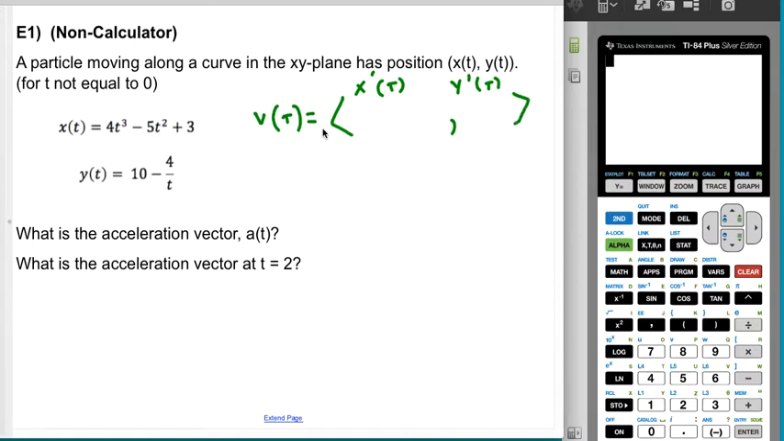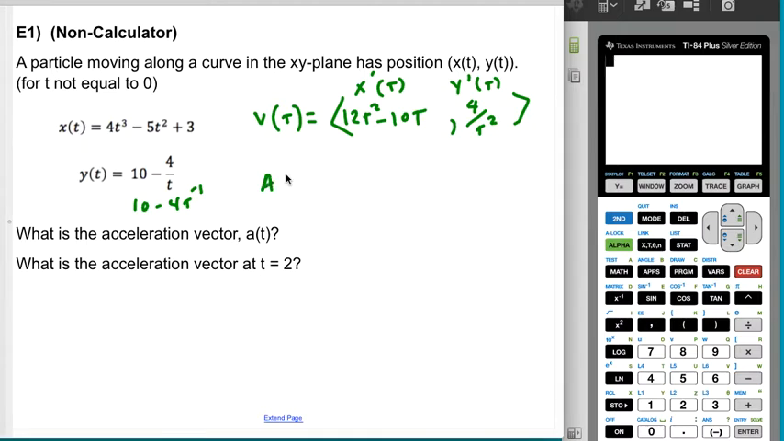So this is going to be 12t squared minus 10t, right? And this one, remember that this is actually 10 minus 4t to the negative first. So the 10 is going to go away, and it's going to become a positive 4t to the negative second, or just 4 over t squared, right?